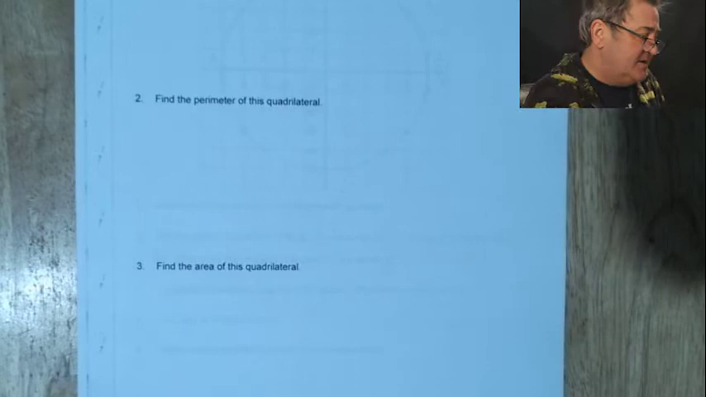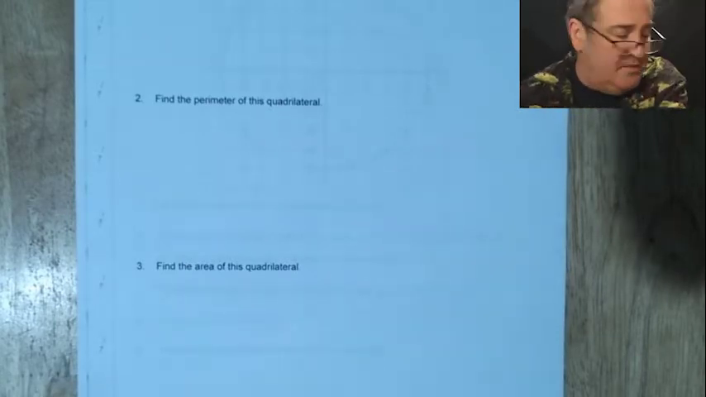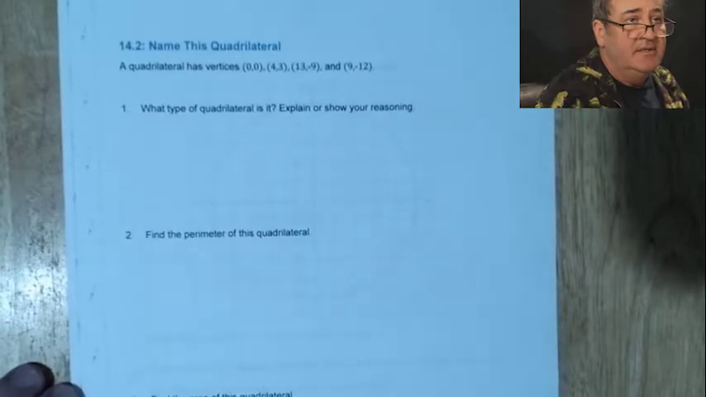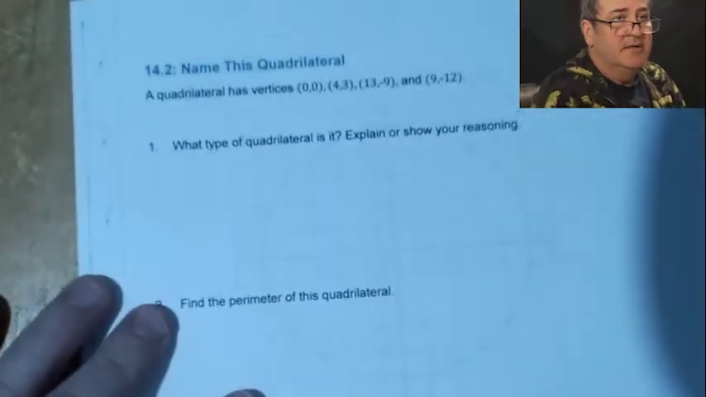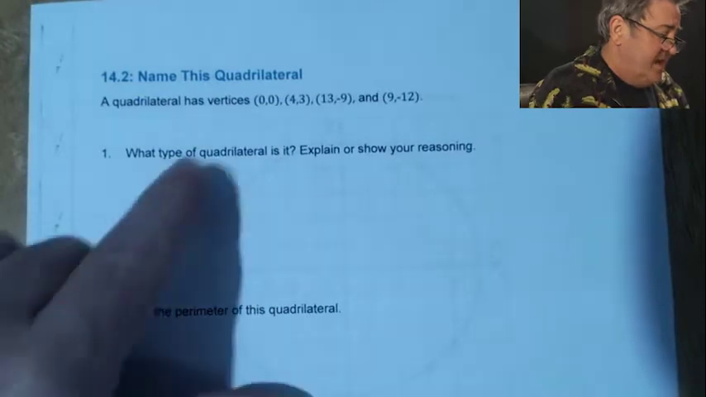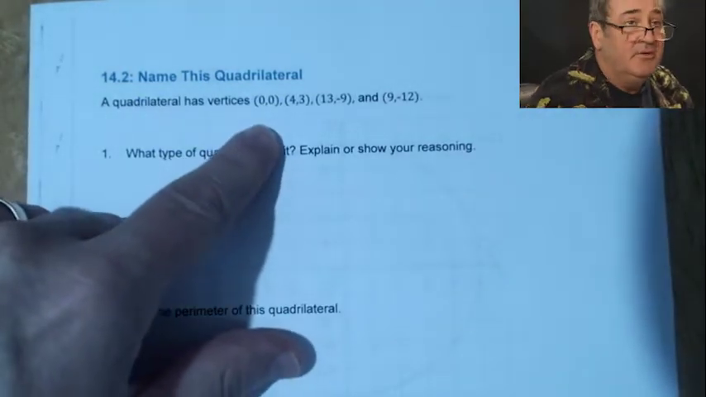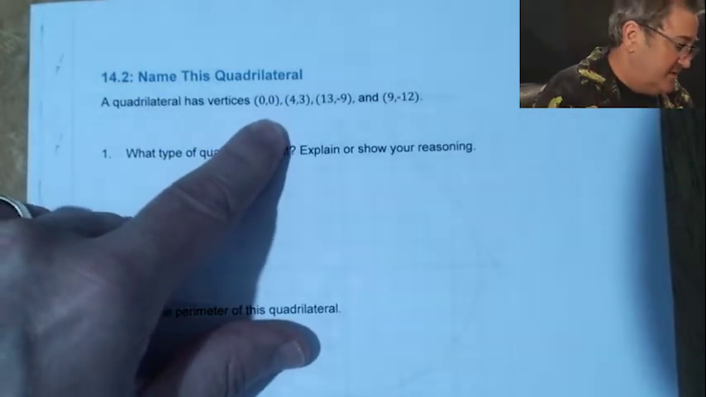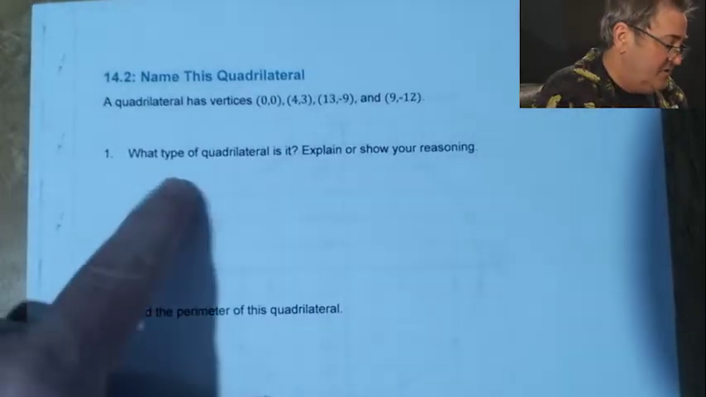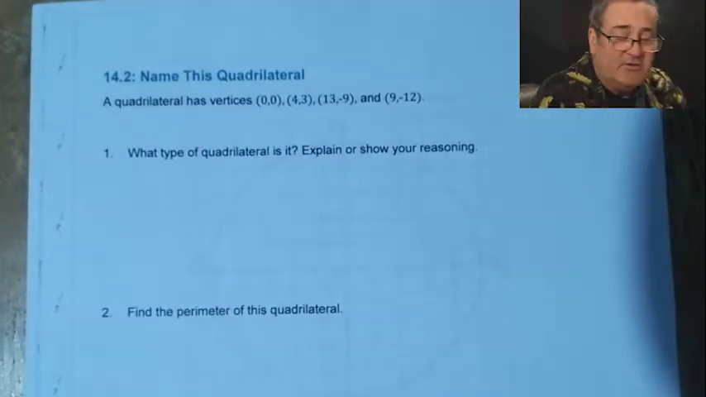So let's do this. Name this quadrilateral. Okay, let's pull this up here. I'm going to bring it down just a little bit, just a little closer in here. All right, so a quadrilateral, and we don't have a drawing of it on this problem, has the vertices (0, 0), (4, 3), (13, -9), and (9, -12). And it wants to know what type of quadrilateral this is.